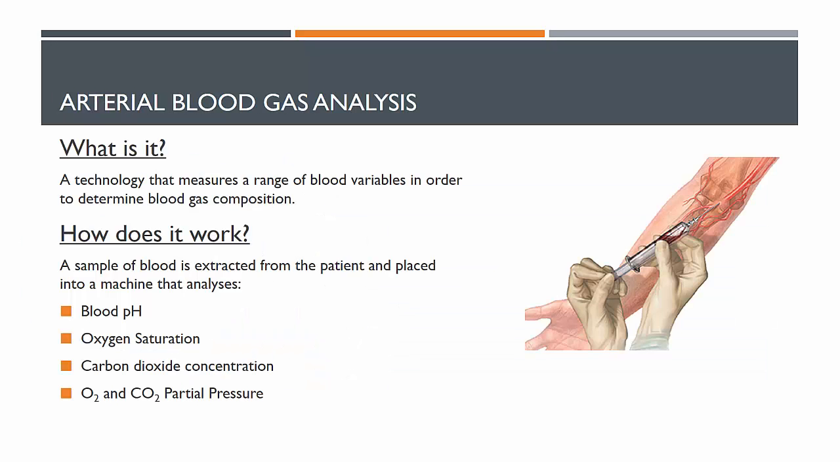Alright, so we have our second technology, and this is arterial blood gas analysis, also known as ABG. As you can see from the picture, this is where blood is extracted from the body using a needle and syringe. So in that case, it is invasive, which brings about a bit of easily mitigated trouble.